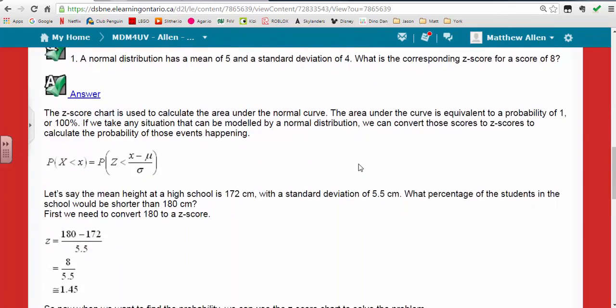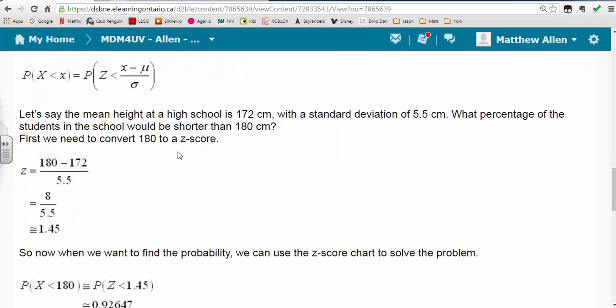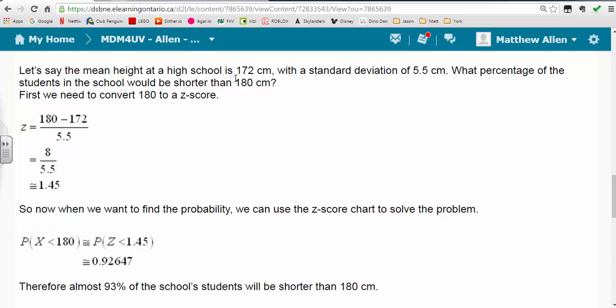And so if we look at a specific question here, let's say the mean height of a high school is 172 centimeters, and the standard deviation is 5.5. So again, for anybody who doesn't quite remember, standard deviation is sort of the average amount that people are off the mean. So on average, people are about plus or minus 5.5 centimeters on top of this.